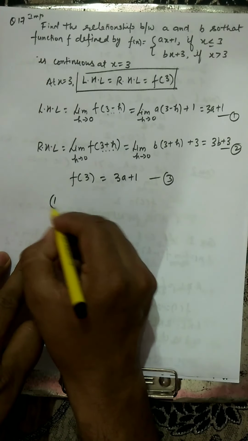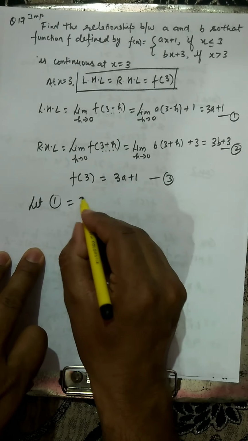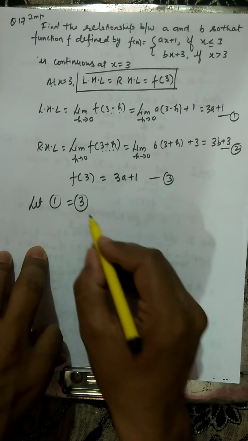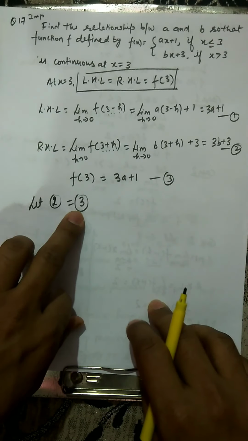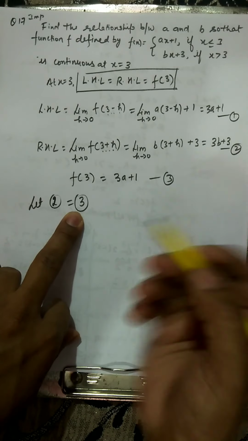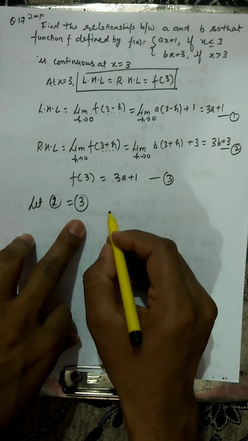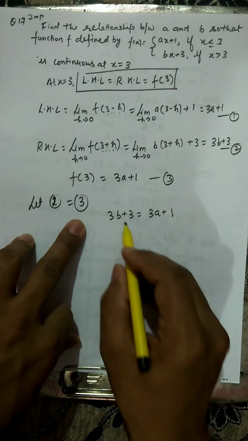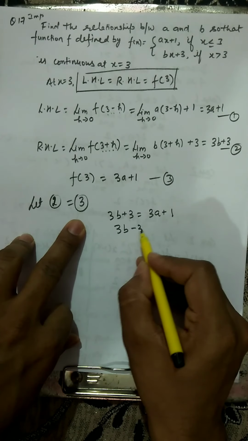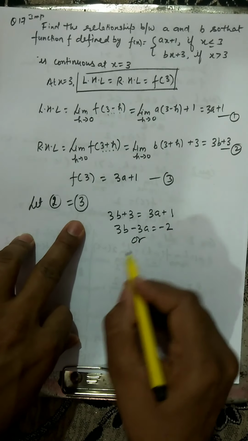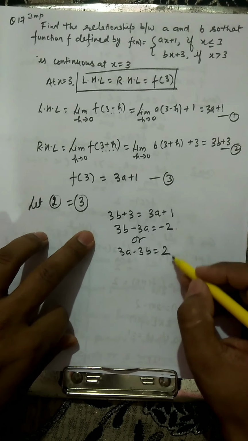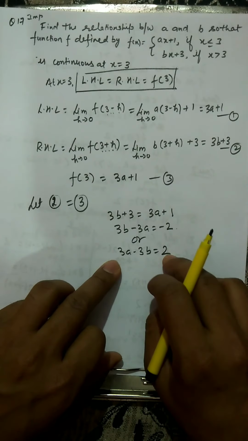Now you know that all three equations are equal. So I am taking equation number 1 equal to equation number 3. What relation do I get? You see that 3a equals 3a, which is very obvious. So better we take 2 equal to 3, because here b is there and a is there. If I take 2 equal to 3, then it becomes 3b plus 3 equals 3a plus 1. This can be written as 3b minus 3a equals minus 2, or you may say 3a minus 3b equals 2. Both equations are accepted, and this is the relationship between a and b.